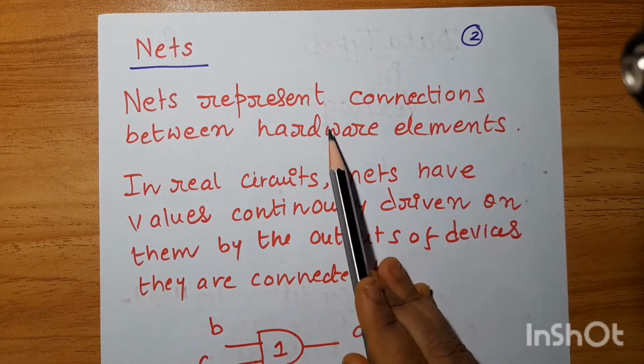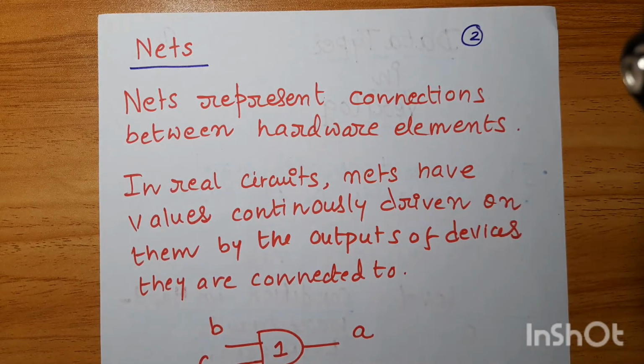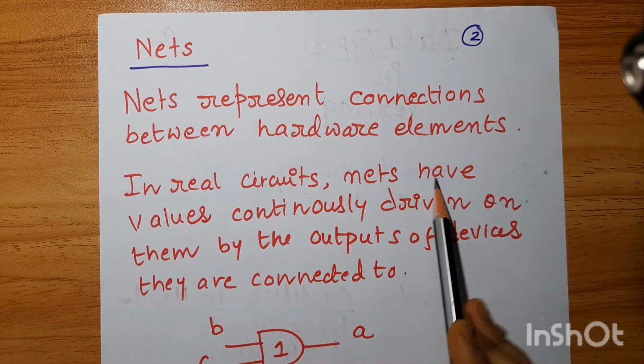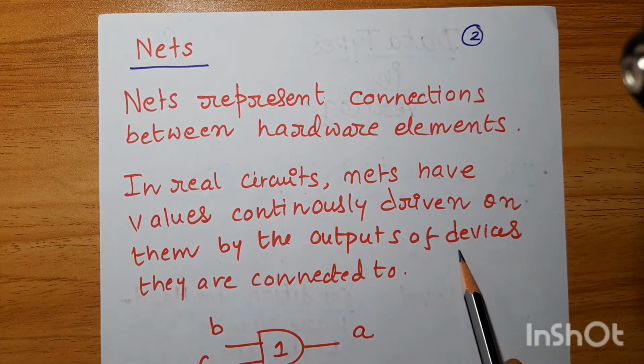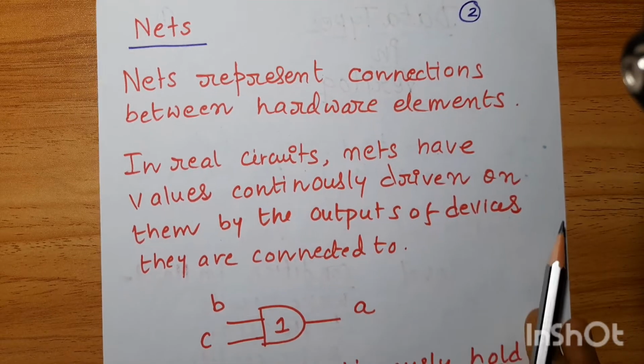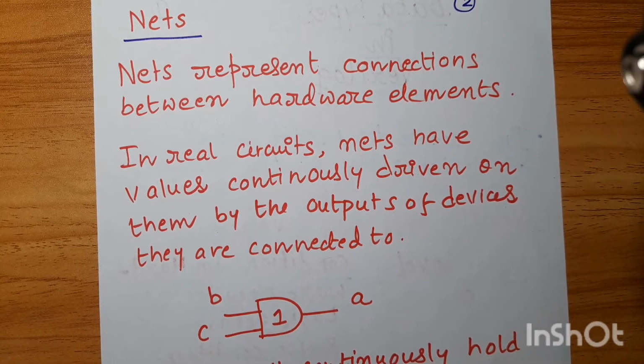Nets represent the connection between the hardware elements. So nets are the connection between different hardware elements. In real circuits, nets have values continuously driven on them by the outputs of devices they are connected to. So nets are connections which are always being driven. There are some drivers available to them. So nets have values which are continuously driven on them by the output of the devices they are connected to.